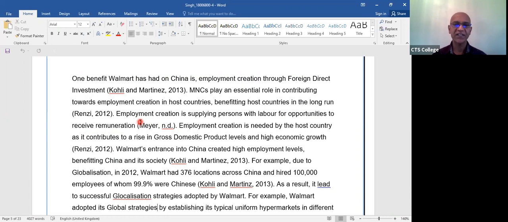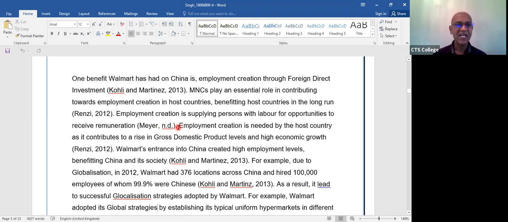Remember, you do not want to have a story. Your discussion should not be a story. This is an academic report, which means that yes, you must have examples, but there must be an appropriate fusion of theory and evaluation that complements your example. So the student very nicely defines what is job creation. What is missing, however, is that the student did not define what is FDI, and that could have also been defined.